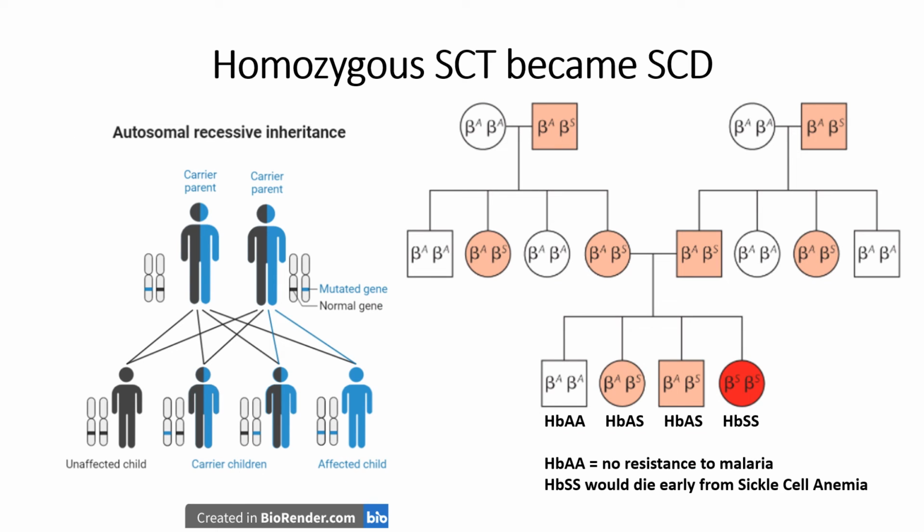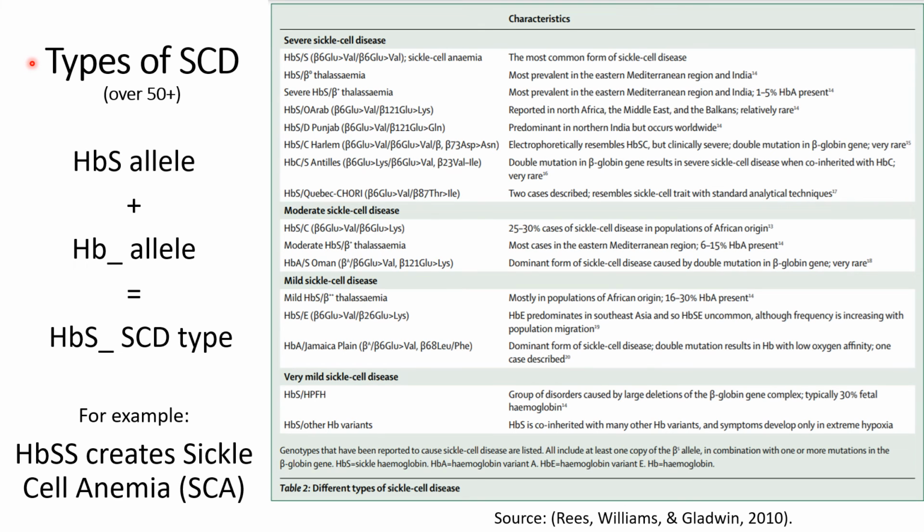So homozygous sickle cell became sickle cell disease as shown here in red. And this is definitely the worst one to have because you would be affected and the disease would be very severe. There's also many types of sickle cell disease. There's over 50, and on the right in this table, you can see many different ones with descriptions to them. We've covered the HbS allele, which is very commonly seen in most of these over here. And we know that origin dated back around 7,000 years ago.